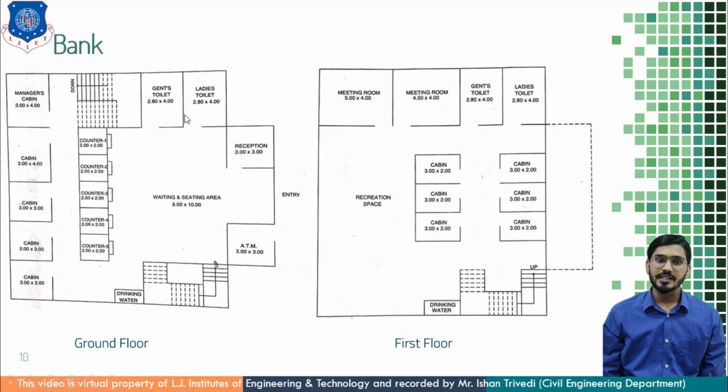Then the waiting and sitting area, because here the number of visitors is more, as I said earlier, so you have to provide larger space so that one can wait for their turn, and you can regulate the inflow and outflow of the people. Very next, at either end, you will find the amenities and the staircase facility as well.